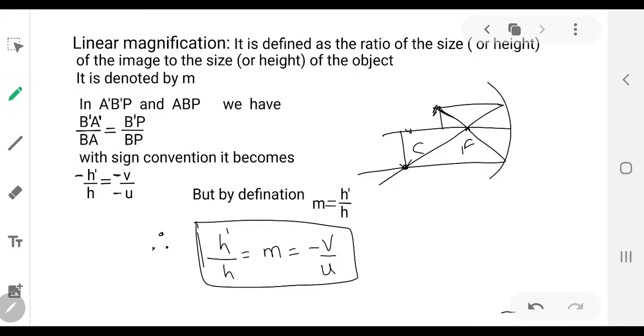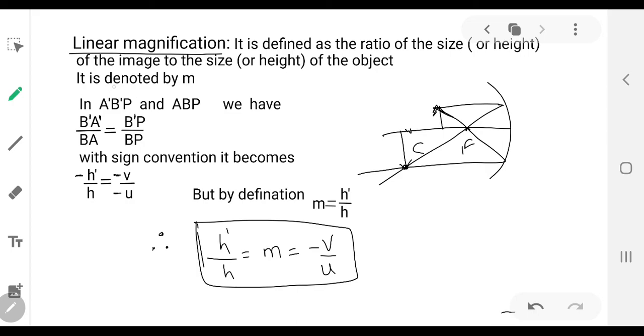So magnification, linear magnification. Linear magnification means enlargement in the size of the image. So it is defined as the linear magnification. The magnification is defined as the ratio of size or height, anyone you can take. It is defined as the ratio of the size or height of the image to the size or height of the object. It is denoted by a letter M.